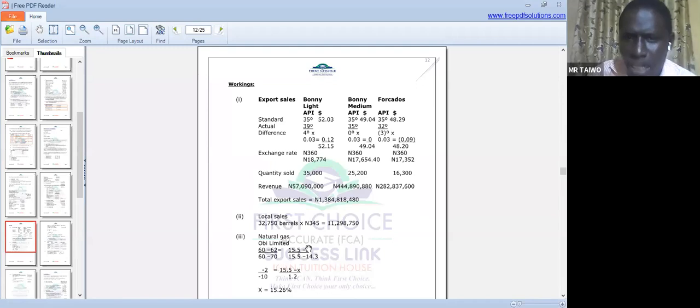Now, to get X, 60 minus 62 happens to be minus 2. 60 minus 70 is minus 10. Is equal to 15.4 minus X over 15.4 minus 14.3, which is 1.2. If you cross multiply and find X, your X will be 15.26%. That will be the discount we are going to give on the gas sold to OB Limited.